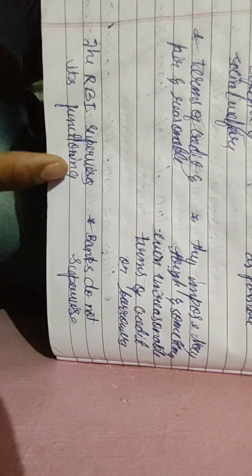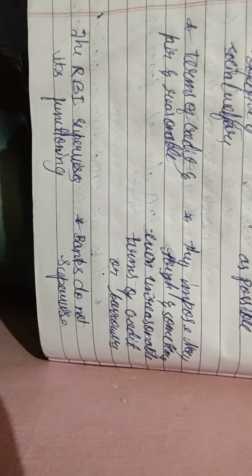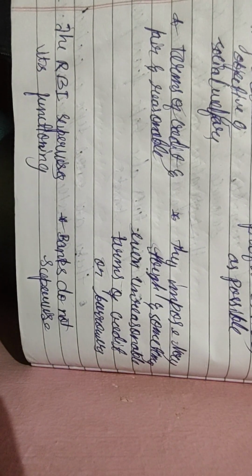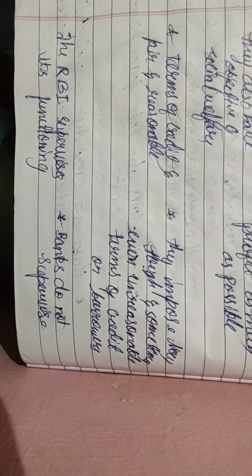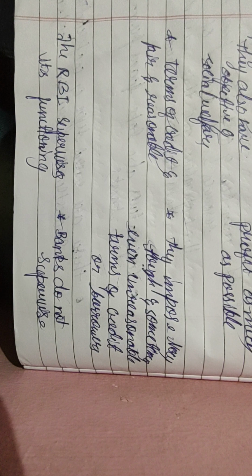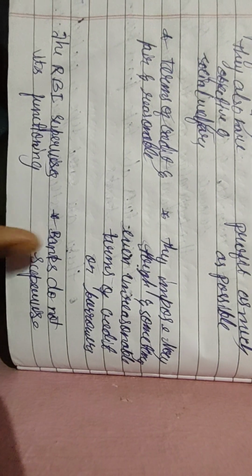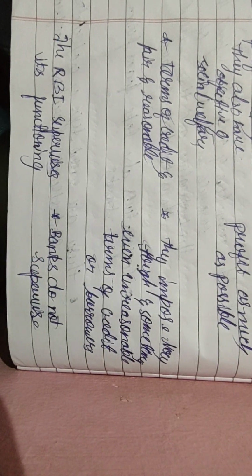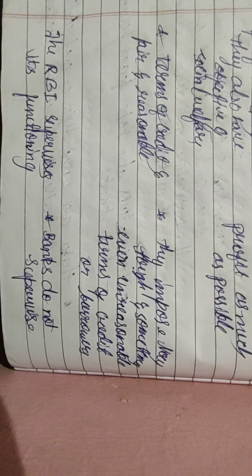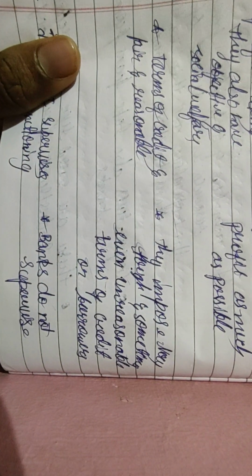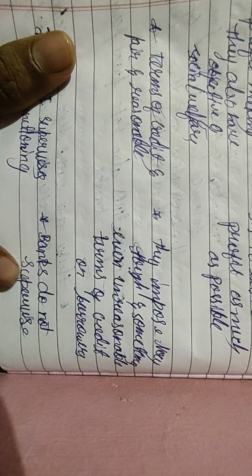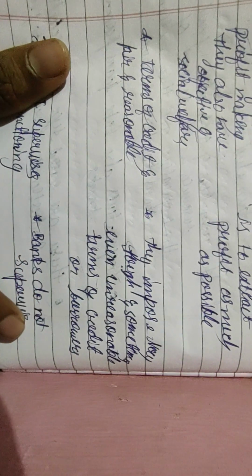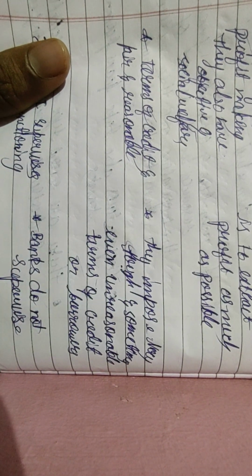And the RBI supervises its functioning. When you take the loan from the banks, the RBI will control all the banks, so that if any problem arises, we can approach the RBI. Here there are individuals. These informal sectors are not guaranteed by the banks.